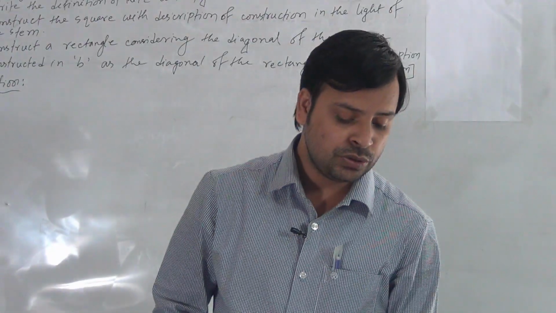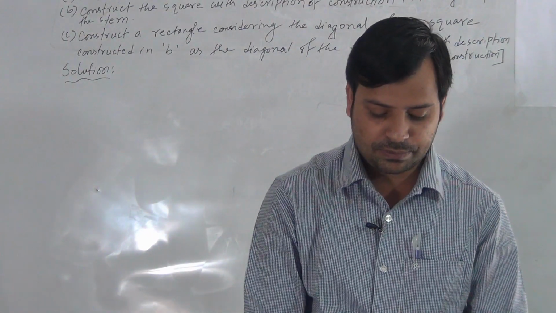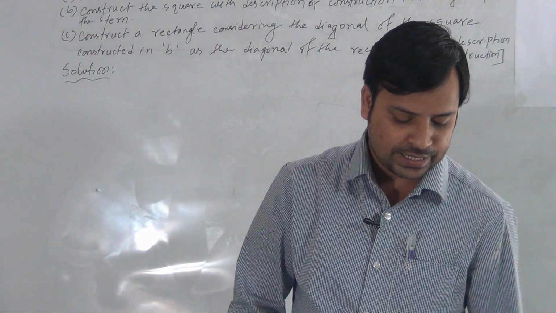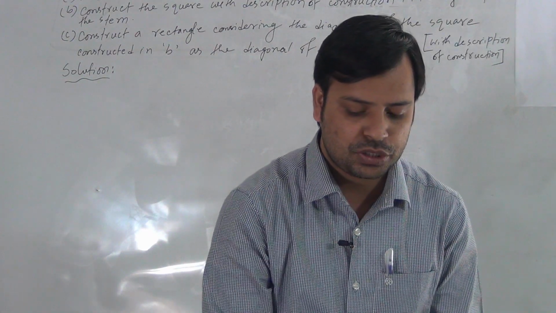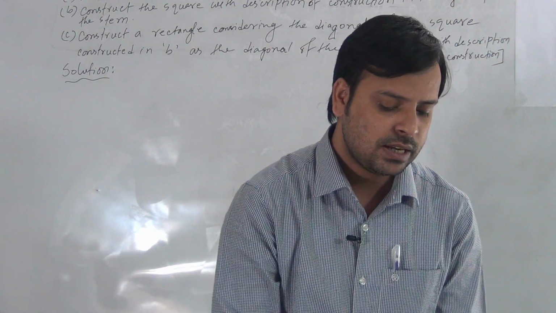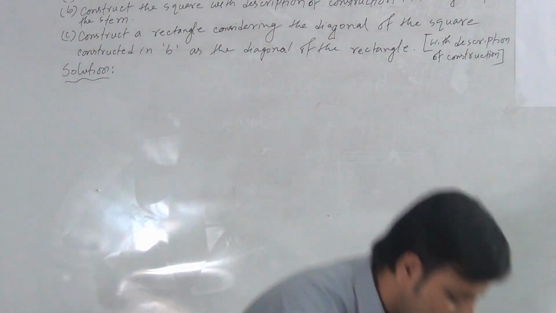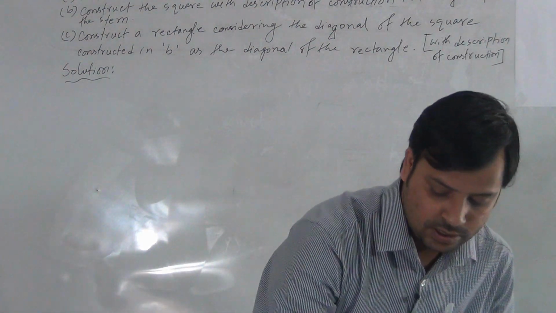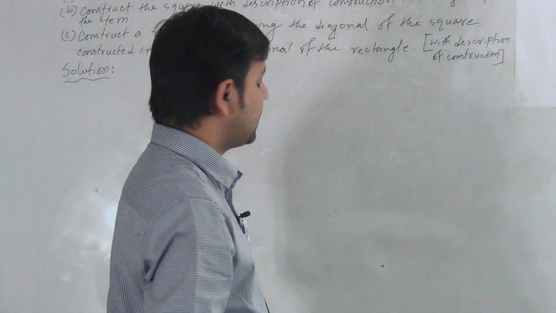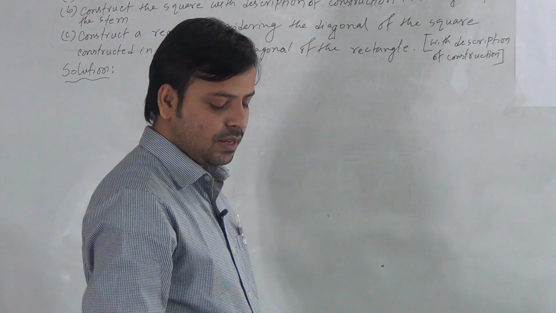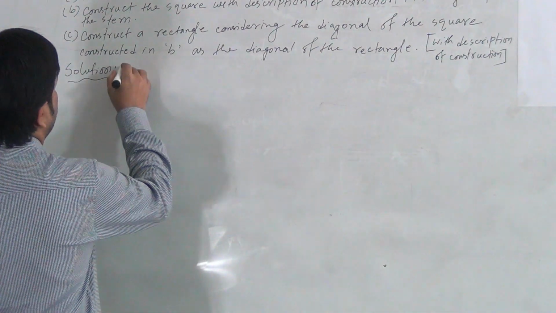Now I will show you the solution of question B. What is solution of question B? Dear students, here question B is we have to construct a square whose perimeter is given, that is 12 centimeters. So we can write the perimeter at first here. Solution of question B.